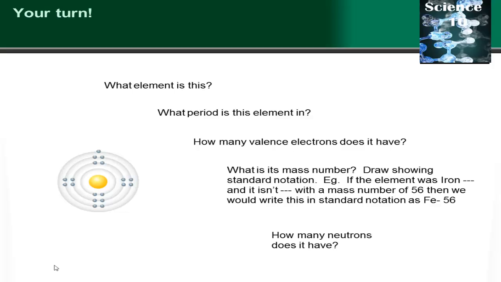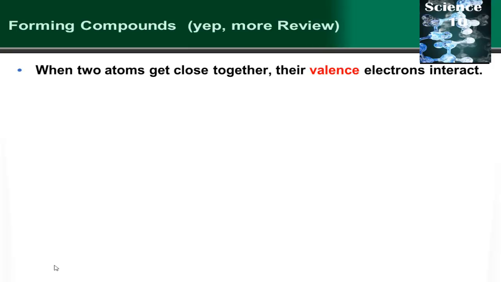I'm going to move on because we're going to form some compounds. And again, you know about this stuff, but again, we're going to tie it into using Lewis diagrams and forming compounds. So when two atoms get close together, those electrons in their outer shell, their valence electrons, are going to interact.